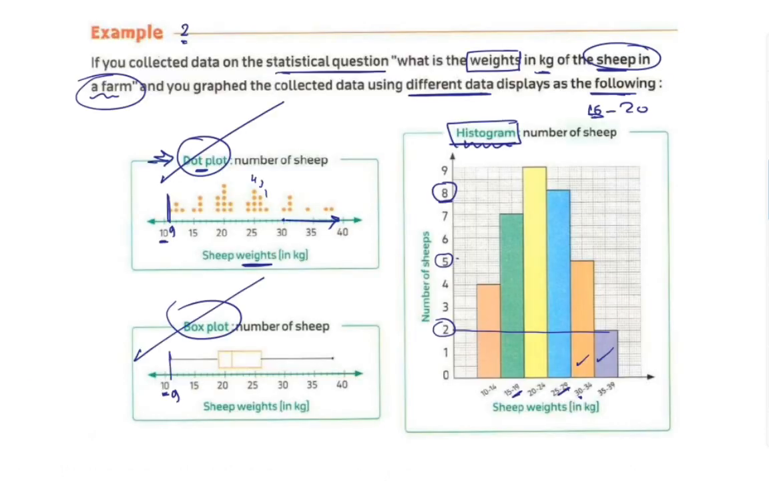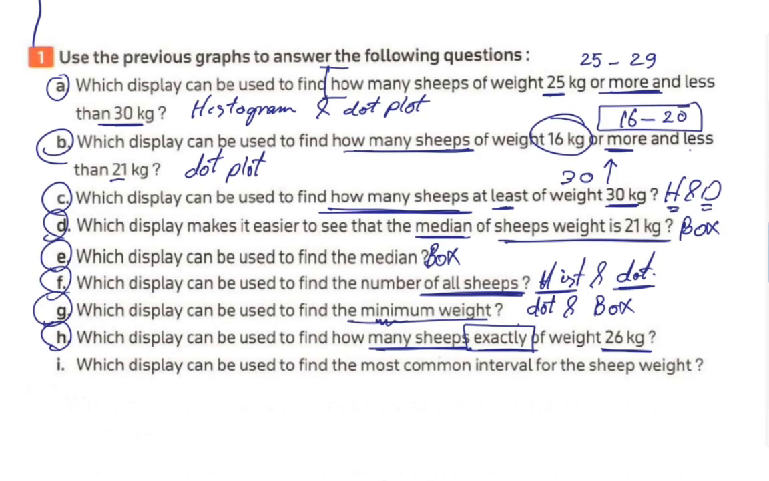Look here. To find any exact number, is histogram suitable? No. Exact number, no histogram. Exact number, no box plot. Exact number, the only way is dot plot. To find any exact number, you need to use dot plot. Last question here.